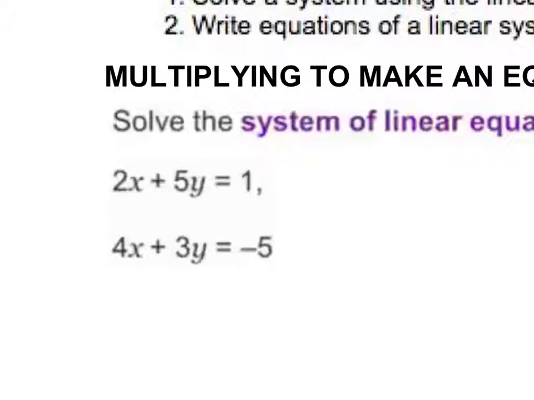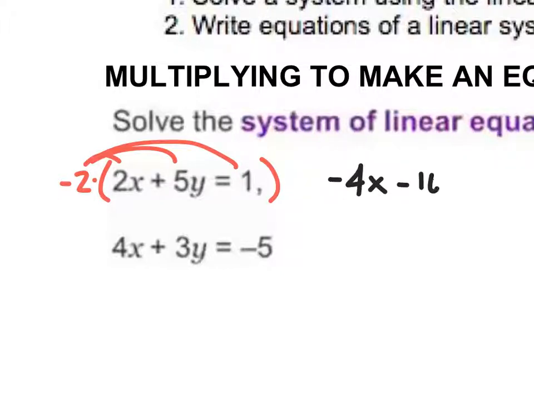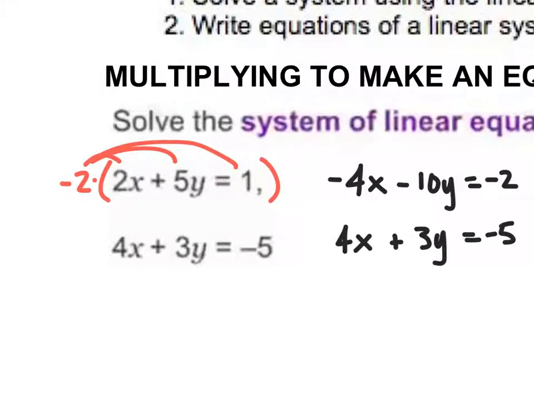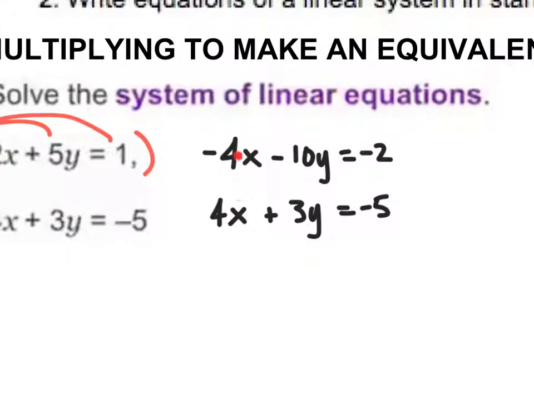Sometimes you could do either or, but in this case, the only thing I can manipulate is the x. So here's what I'm going to do. I'm going to multiply this entire equation by -2, and by doing that, it's going to give me opposite coefficients. So let me distribute this -2, and that's going to give me -4x minus 10y is equal to -2. Now I just rewrite my second equation, which is 4x plus 3y equals -5. At this point, notice that I have opposite coefficients. I have a -4 and a +4. That's what I'm trying to get.